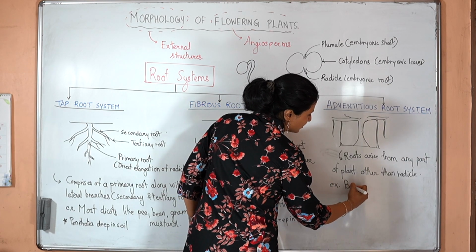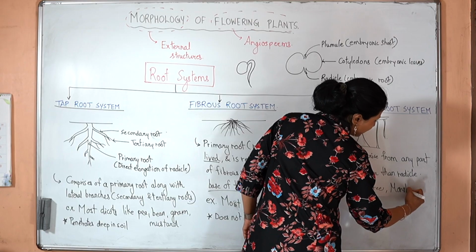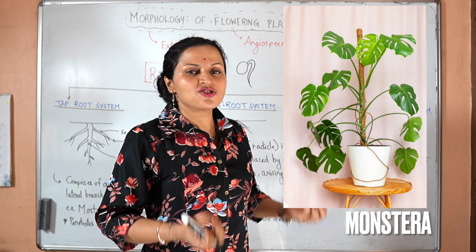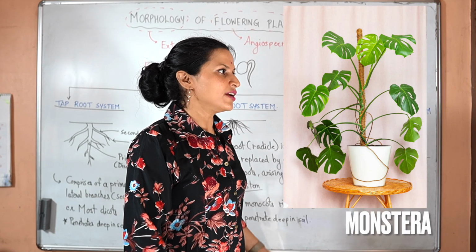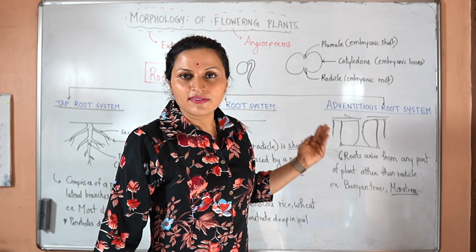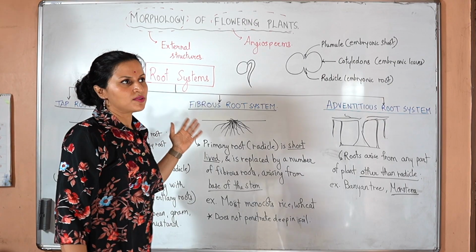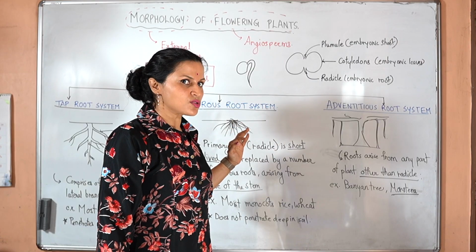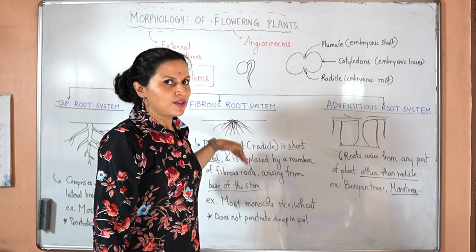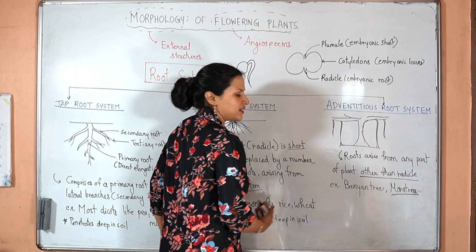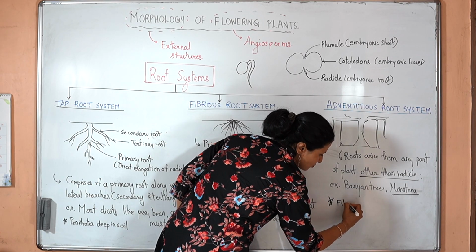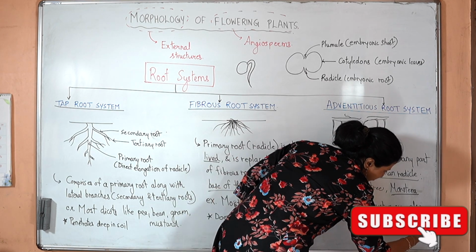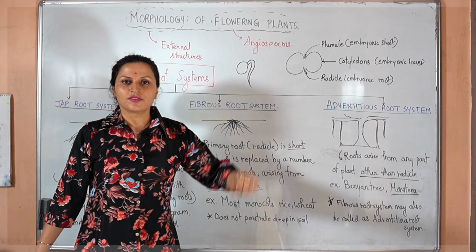Example, banyan tree. Then there is a plant called monstera which has big size leaves and through its shoot it has adventitious roots coming out from every node to give it extra support. So those are adventitious roots. In fact, sometimes the fibrous root system is also referred to as the adventitious root system, since the fibrous roots also arise from a part other than the radicle, isn't it? So let's write down that extra point here. Fibrous root system may also be called adventitious root system. So these are the three different types of root systems.